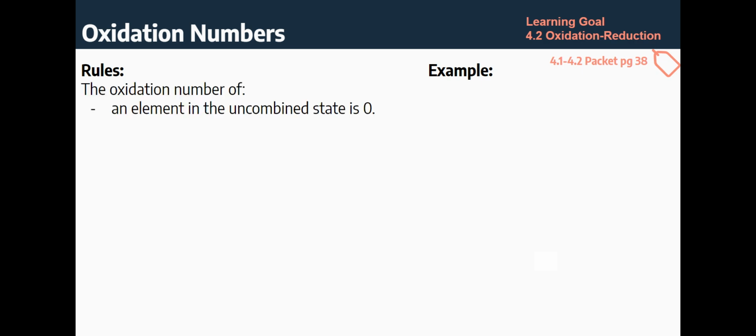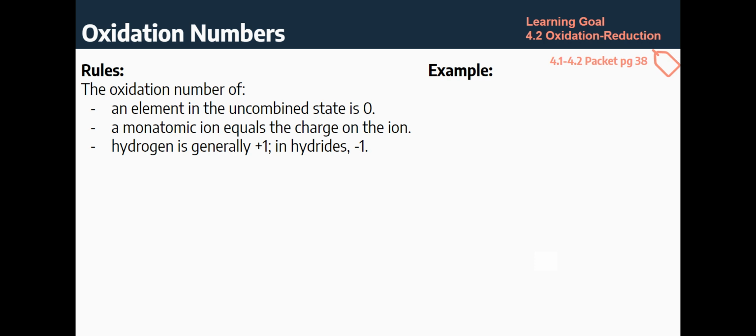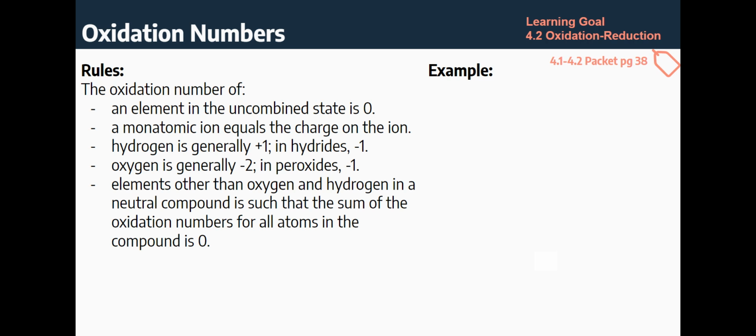If an element is in an uncombined state, so it's not in a compound, it's not with any other element, then that means that its oxidation number is just 0. Any monatomic ion, monatomic meaning one atom, so just a single element ion, the oxidation number of that element in that ion is the charge of the ion itself. Hydrogen is generally in a compound going to be a +1 charge, but in a hydride where it's with a metal, it's actually going to have a -1 charge. Oxygen typically has a -2 charge in compounds, except for with peroxides where it will be -1.